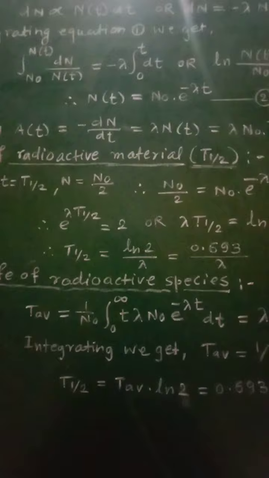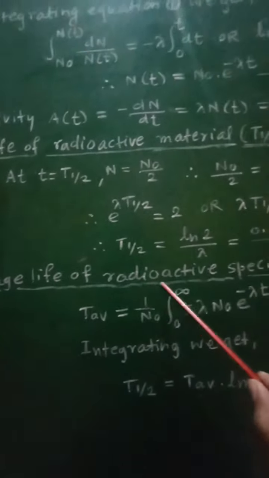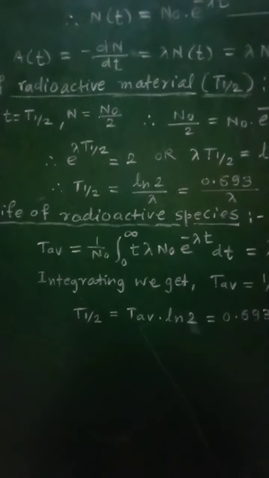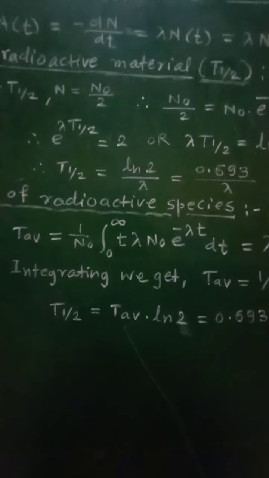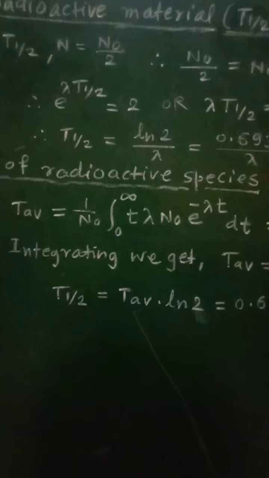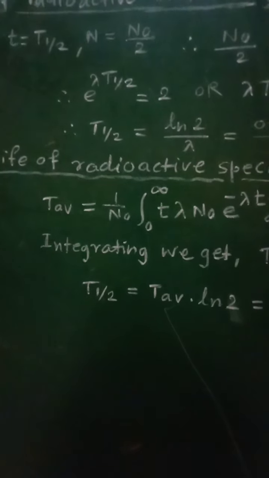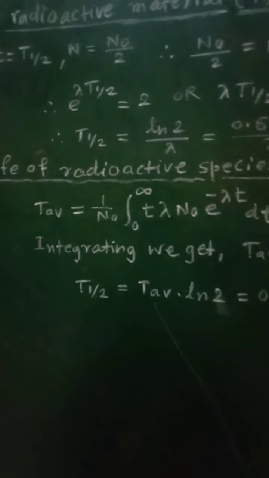Then let us consider the next term, that is, the average life of a radioactive species. We know that different radioactive species have different lifetimes, so the lifetime for different radioactive species will be different, and hence we have to consider the average lifetime for a nucleus of a material.